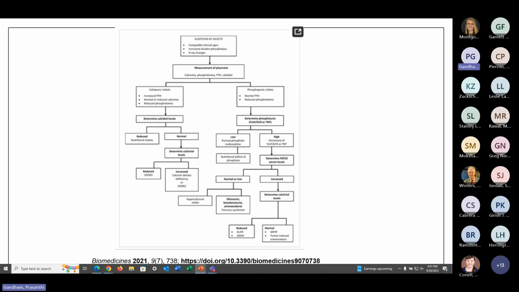This is a similar algorithm, and I just included it, again, for reference for the future.